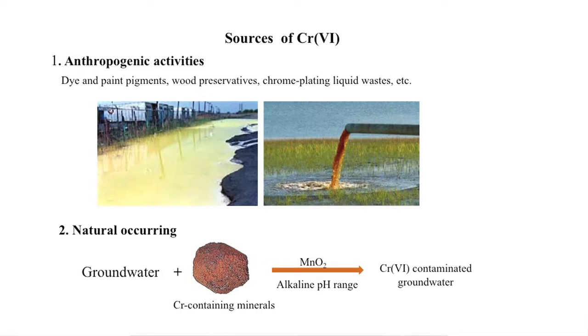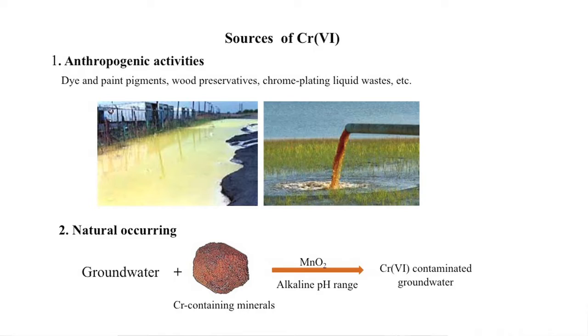Sources of chromium-6, there are two main sources. One is anthropogenic activities, so like the industrial production of dye, pigments, or electroplating process that can produce large quantity of wastewater containing chromium-6. The other one is natural occurring. We know some minerals containing chromium. So under certain conditions, like in the presence of oxidant manganese dioxide and at alkaline pH range, chromium-6 can potentially leach out from the minerals and contaminate the groundwater.